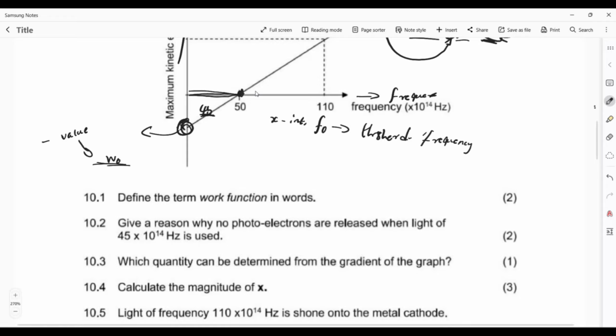Give a reason why no electrons will be released when light of that frequency is used. You can say that the frequency is less than the threshold frequency. They want a reason, so for me, I was just going to say f is less than fO, which means the frequency they've given me is less than the threshold frequency.